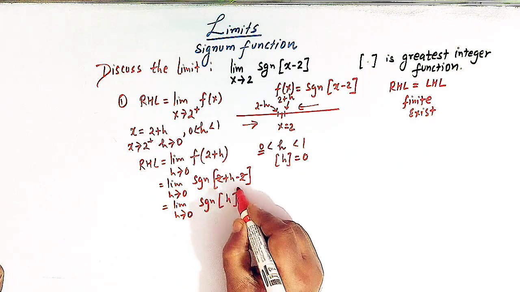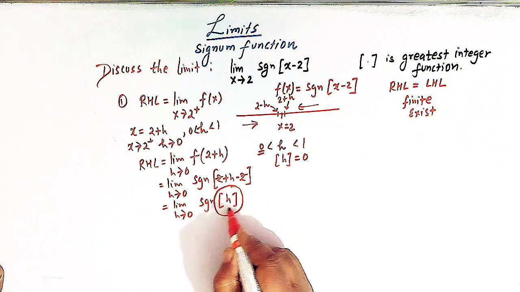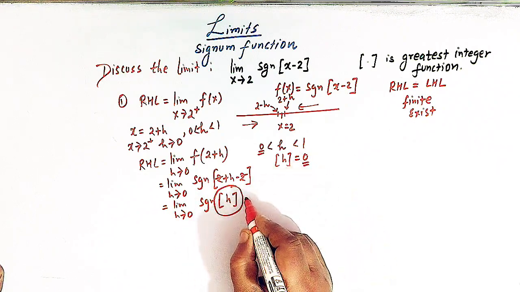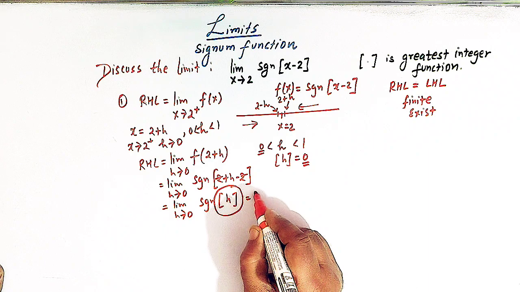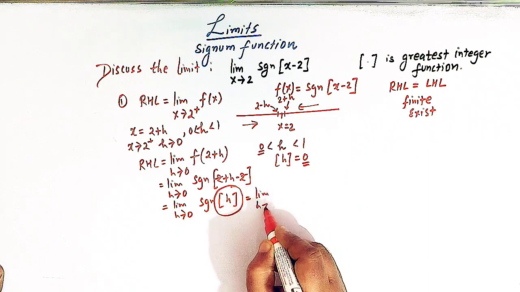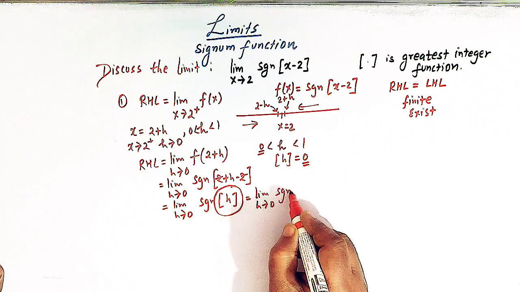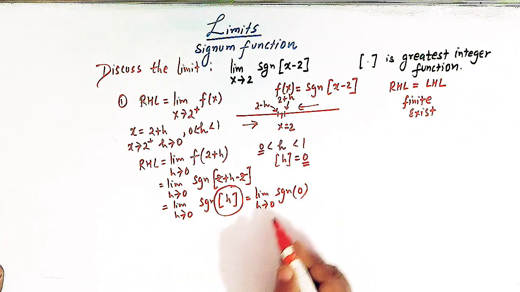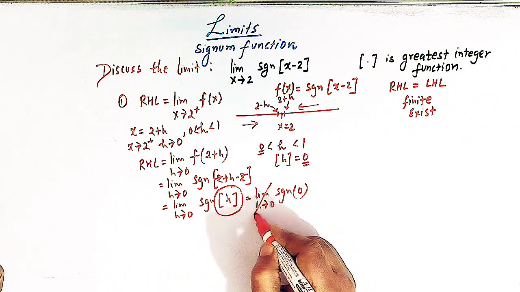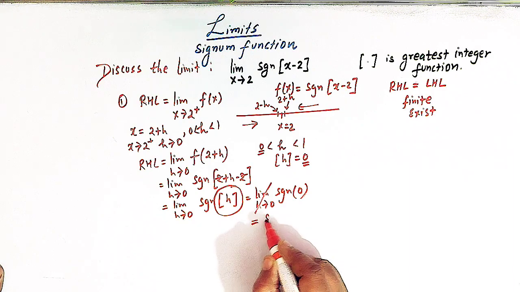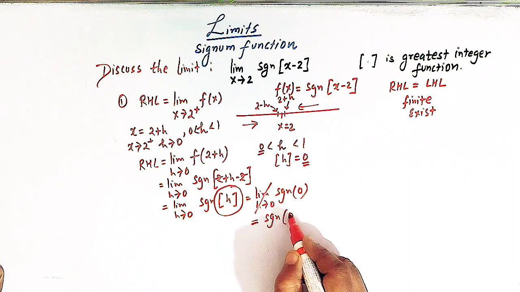So here we have the greatest integer of h as 0. So now we have limit h tends to 0, and we have signum of 0, right? So now we can omit this limit sign here. So we can simply write signum of 0.